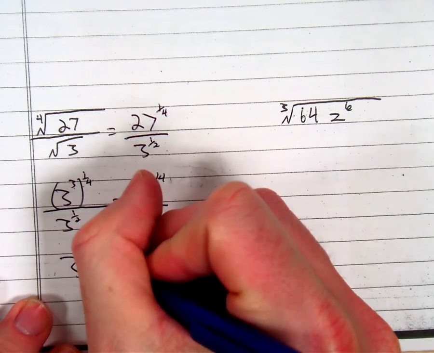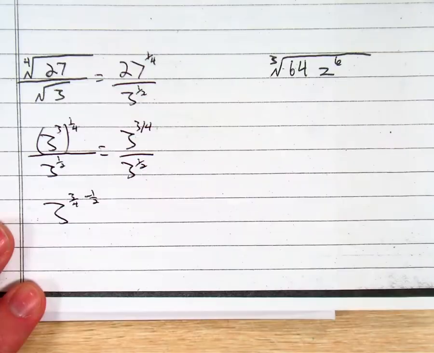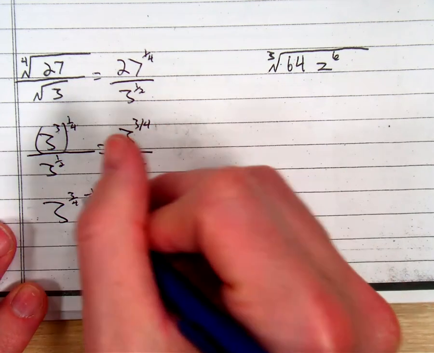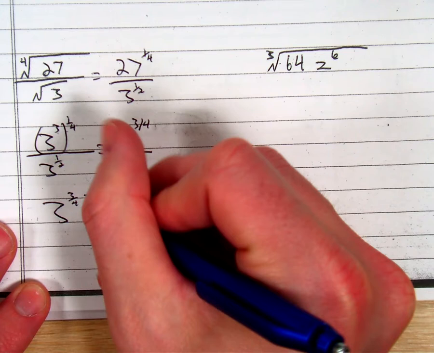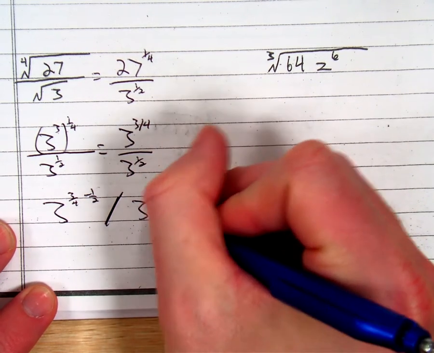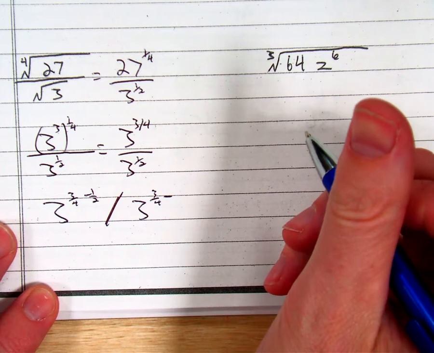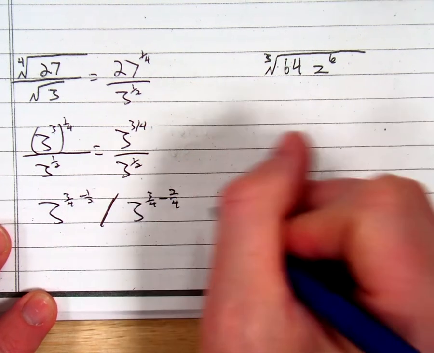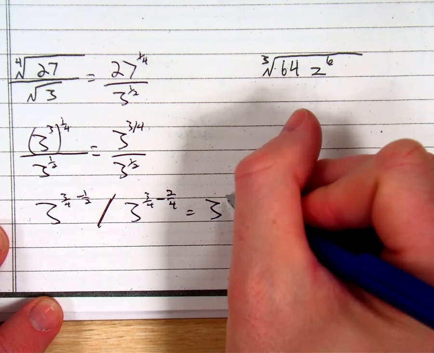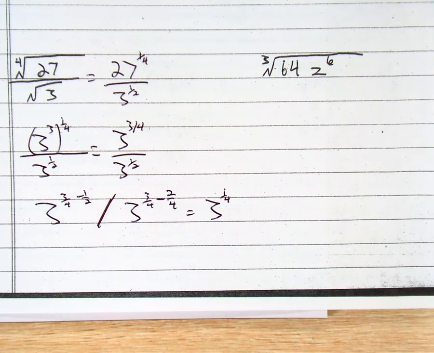So I have 3 to the 3/4 minus 1/2. Okay, common denominator. You can do this. You can do it. Okay, I got to rewrite that as fourths. So that's 3 to the 3/4 minus, how would I write a half in terms of fourths? That's going to be 2/4. Our final answer is going to be 3 to the 1/4 power.